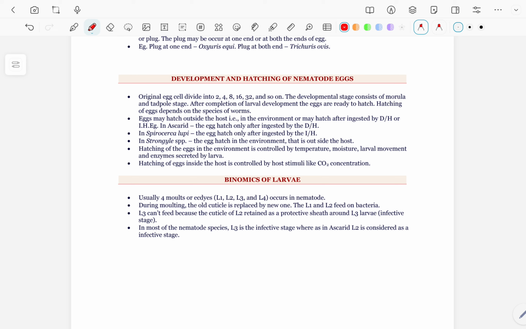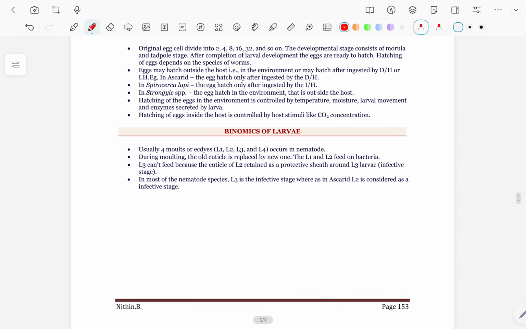Hatching of the egg in the environment is controlled by temperature, moisture, larval movement, and enzymes secreted by the larva. Hatching of the egg inside the host is controlled by host stimuli like CO2 concentration.